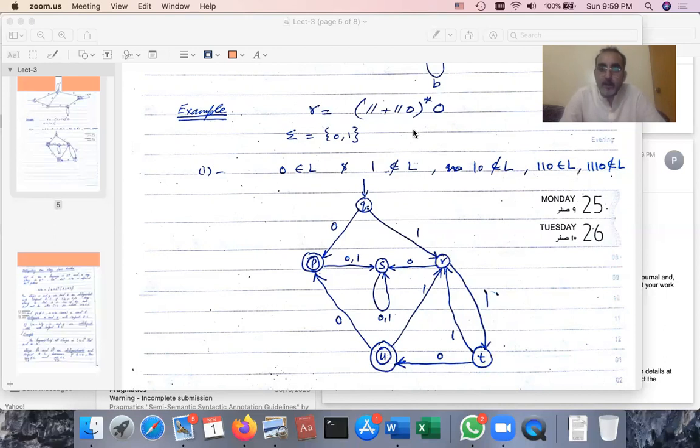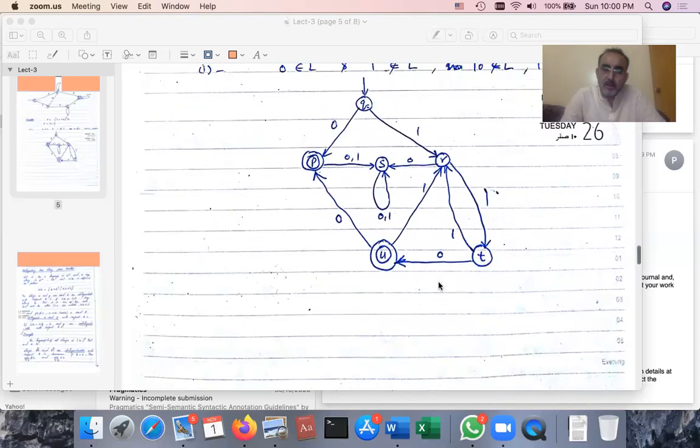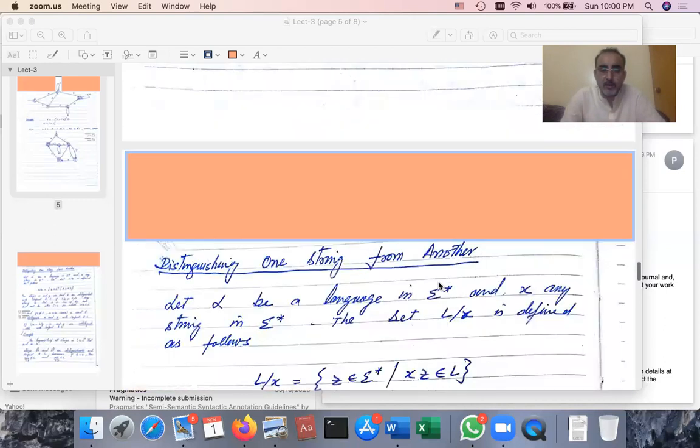And I can say, okay, 11 and then 110 and then zero. If this is a string, 11 and then 110 and then again zero, this is again this path. So you can think by yourself and then you can see this is an FA for this regular expression.